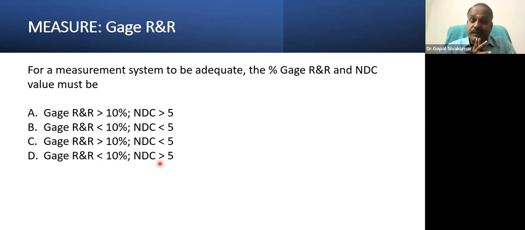NDC depends on the resolution of the measuring instrument. What is resolution? The least count. All of you know least count, right? Better the resolution, more will be the NDC. NDC stands for number of distinct data categories, right? So the last option will be the answer. NDC should be 5 or more.